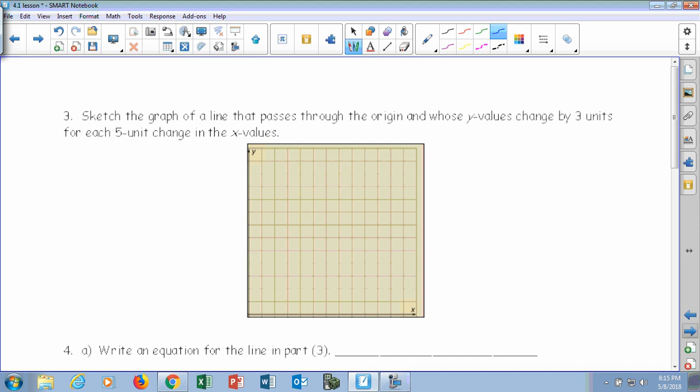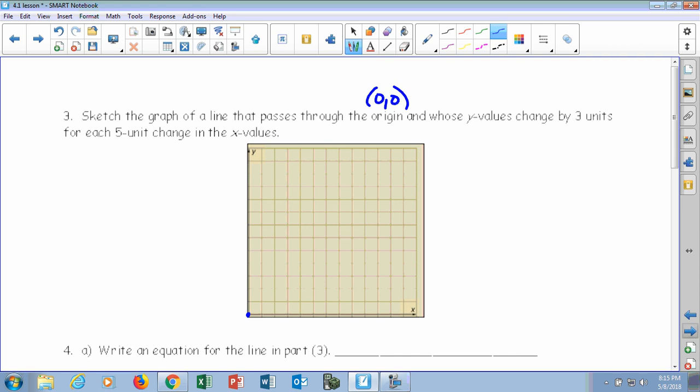So it says sketch the graph of a line that passes through the origin. Okay, so the origin is this little guy right here. That's where the x-axis and the y-axis meet, right there. Okay, that's the origin. The origin is the actual point that we call 0, 0, and whose y values change by 3 units for each 5-unit change on the x values.